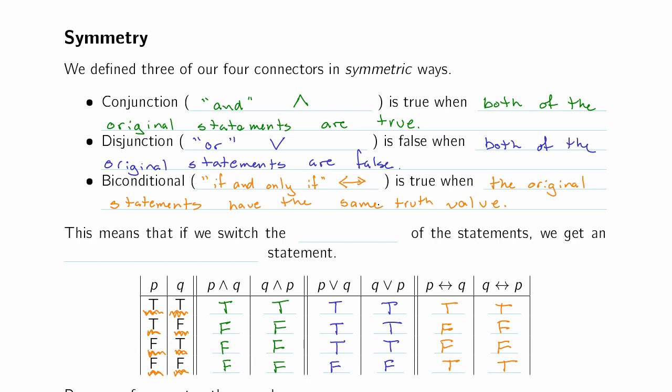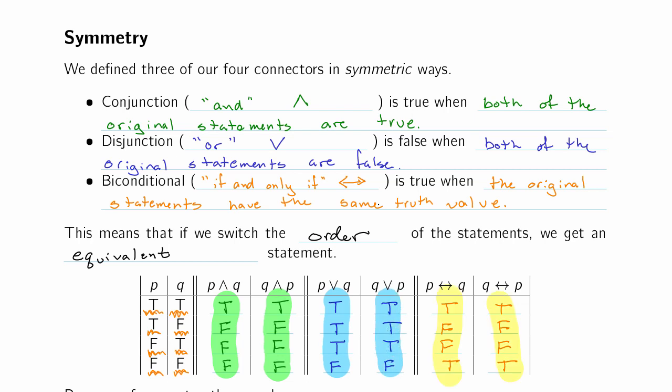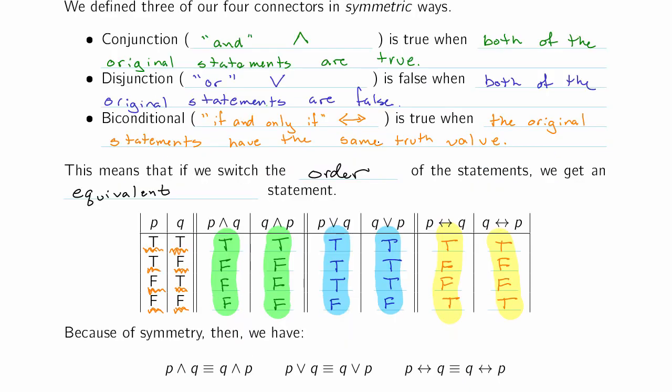Because of the way we defined them, if we switch the order of the simple statements here, well, we get an equivalent statement, right? Because these columns are identical. These columns are identical. These columns are identical. So in other words, for each of these 3 connectors, the and, the or, the if and only if, we can get an equivalent statement just by switching the order.